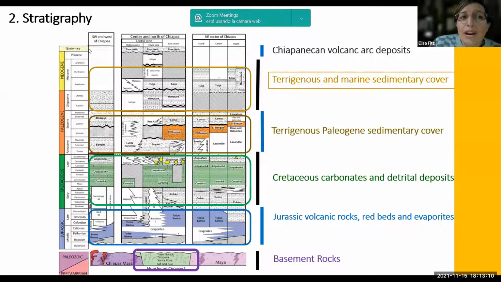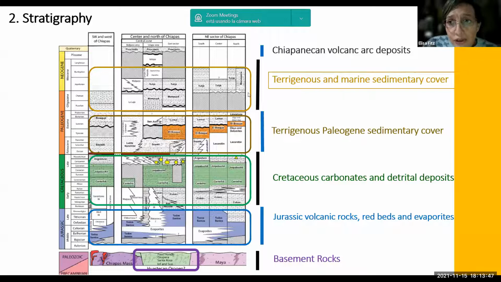Okay, and so we have an orogeny that happens during the Permian Triassic that is registered in these rocks, in the Mississippian and Permian rocks that are included here in the basement. We have an extensional phase that happened during the Jurassic. Then we have an important uplift and shortening during the Eocene. And then we have the Chiapanecan orogeny that occurred during the Miocene, okay? And this orogeny is not only characterized by uplift, but also by the important activity of lateral faults in the region.